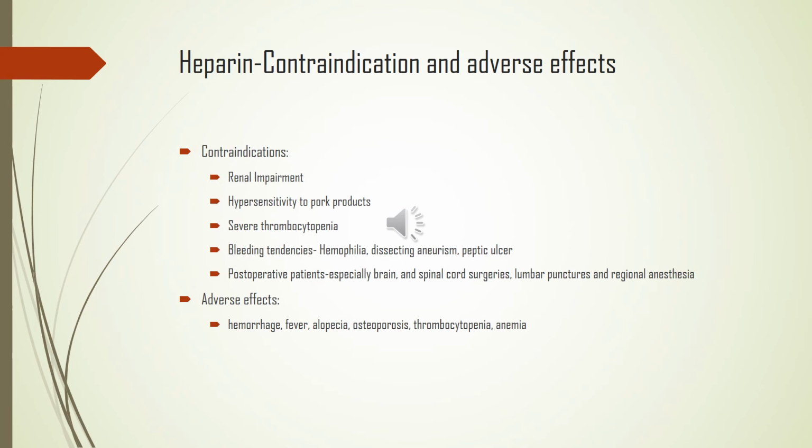Heparin contraindications and side effects. The contraindications are renal impairment. If you have renal impairment, it's not going to be excreted like it needs to be. Hypersensitivity to pork products. Severe thrombocytopenia. They're going to bleed more. If they have something like hemophilia, a dissecting aneurysm, or a peptic ulcer, issues that are going to put them prone to bleeding, they're not going to give it. Postoperative patients, especially people that have had maybe eye surgery, brain surgery, spinal cord surgeries, they're at a risk for bleeding already, so you're not going to give them heparin at this point in time.